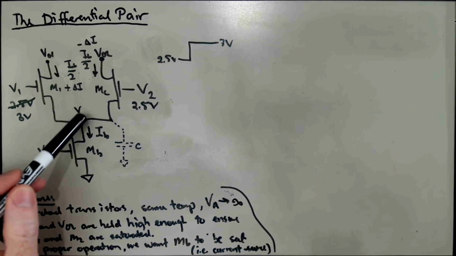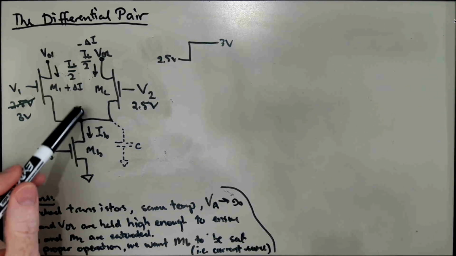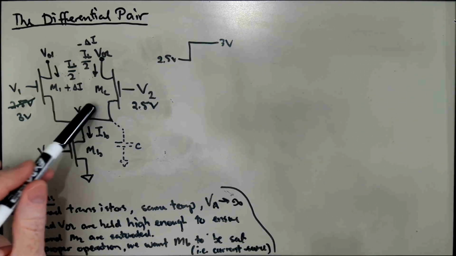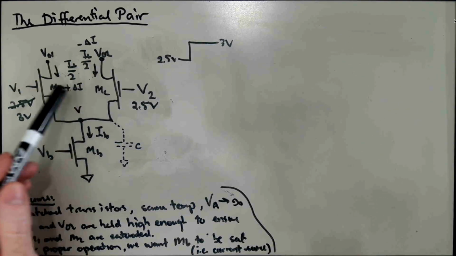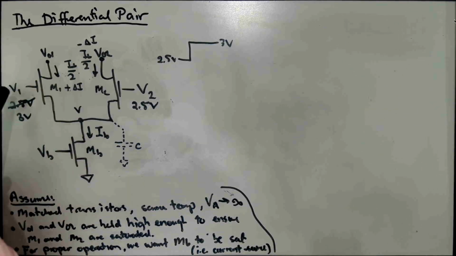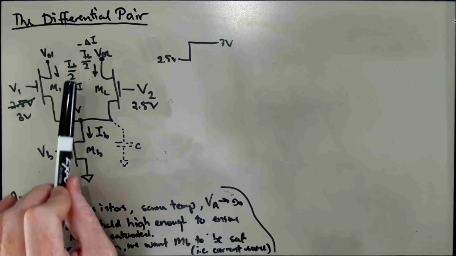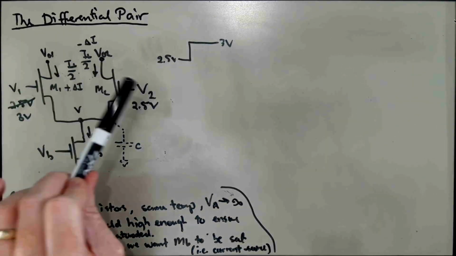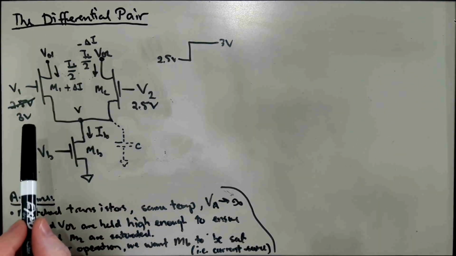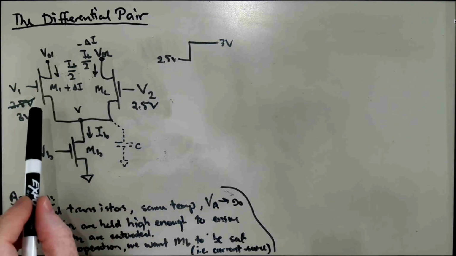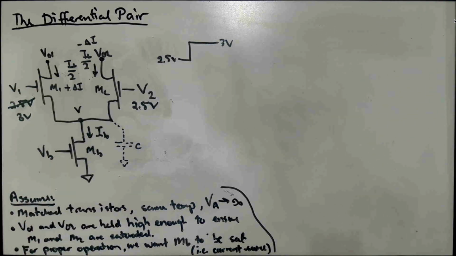So by allowing this common source node to float up and down so that KCL is satisfied, we have this current steering behavior where the current will be directed to one side or the other depending on which side's gate voltage is higher, which input voltage is higher.